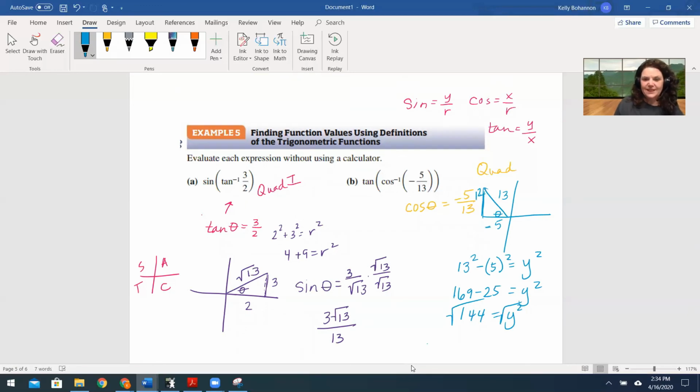So tangent. All right, I have to voice over myself here because I wrote it down wrong, but tangent is y over x, so it's 12 over negative 5.